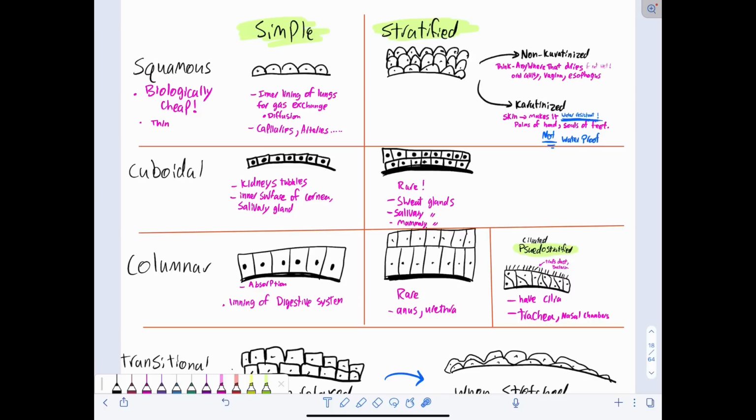And then stratified columnar, I haven't really heard many areas where I see stratified columnar, so they are rare again, and I guess they're found in the anus and urethra if you really want to know. But one of the main ones to understand is this third type of columnar, which is called pseudostratified columnar.